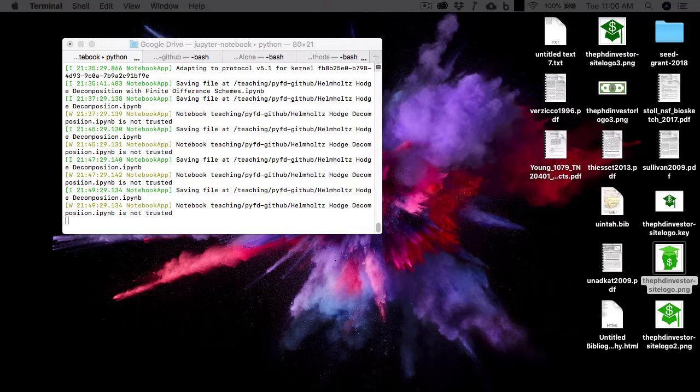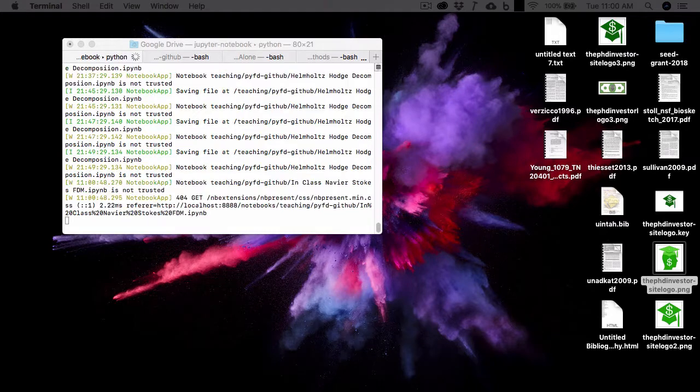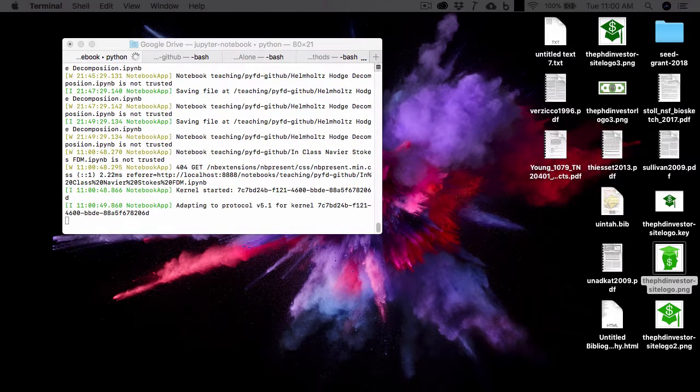Navier-Stokes implementation. We started implementing this last week, if you remember. It was called in class finite difference Navier-Stokes.